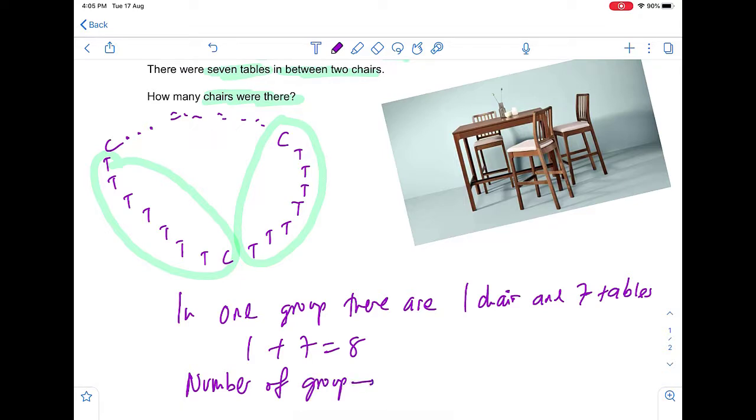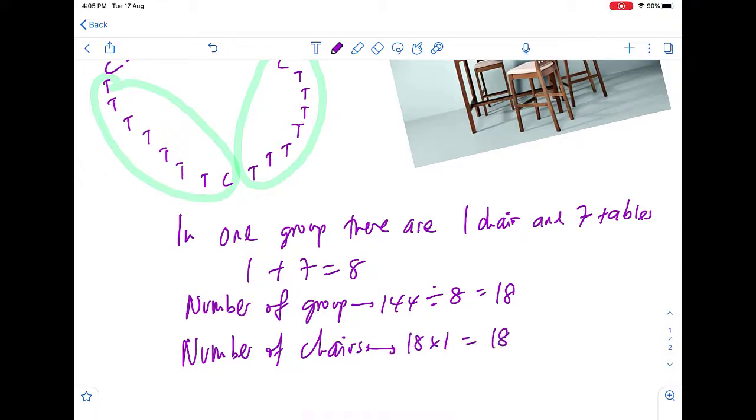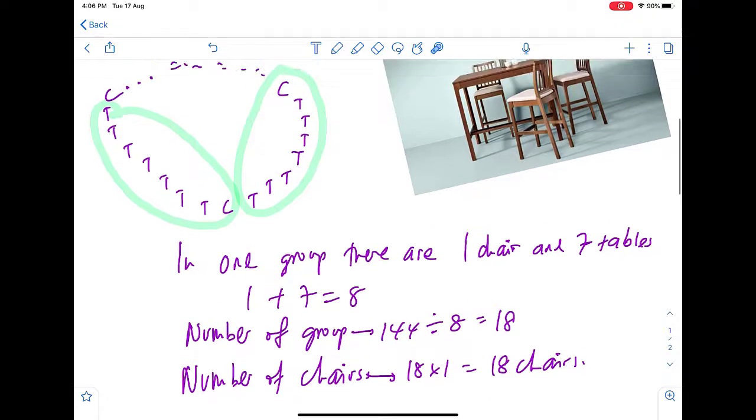Now, to do this, we do a simple division. 144 divided by 8 is actually 18 of such groups. The question is, how many chairs were there in each group? Take note, my friends, there is only 1 chair in each group. So the number of chairs will just be 18 multiplied by 1. Answer is 18 chairs. Okay? Final answer for this question. Of course, if they were to ask you how many tables there are, then we'll take 7 times these 18 groups.